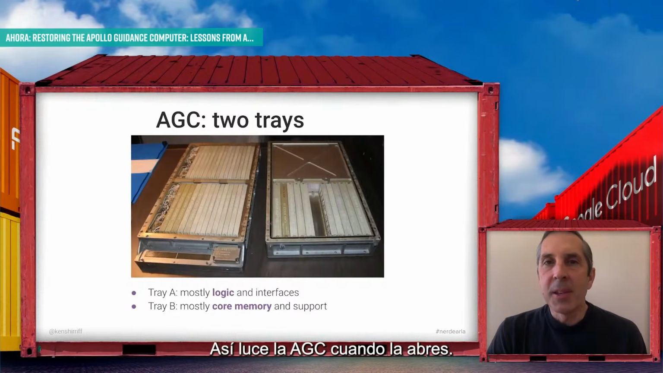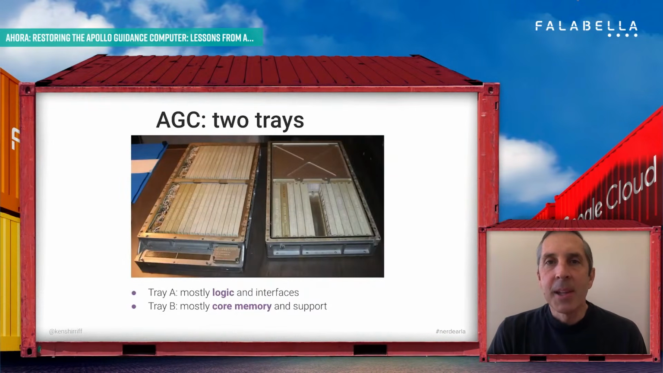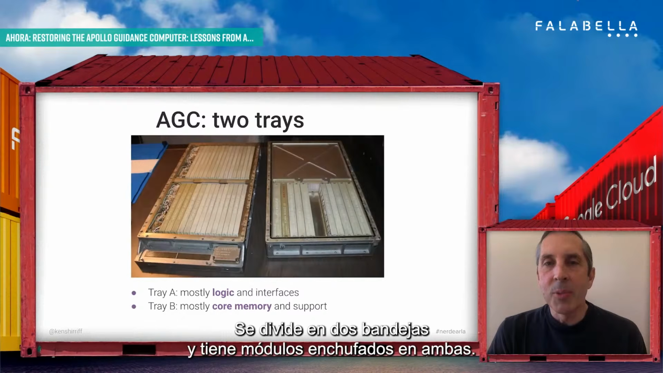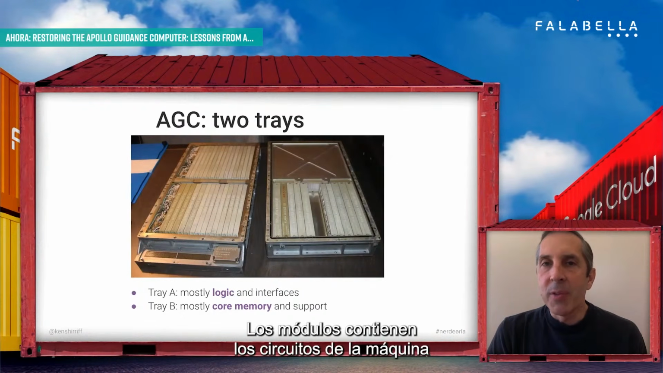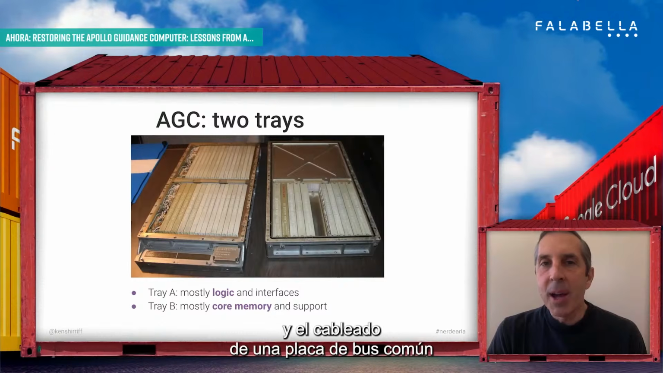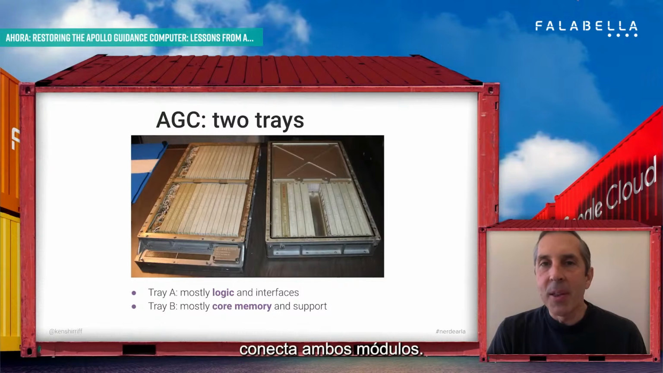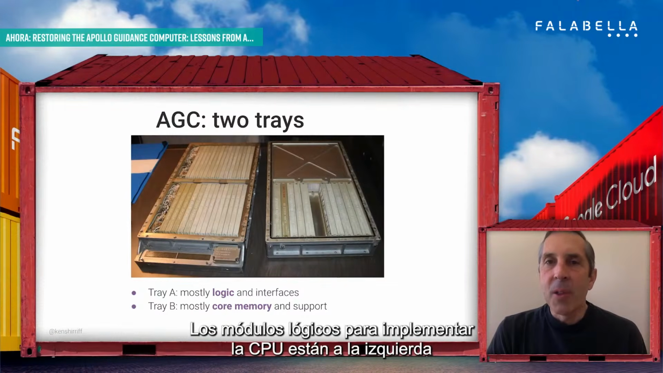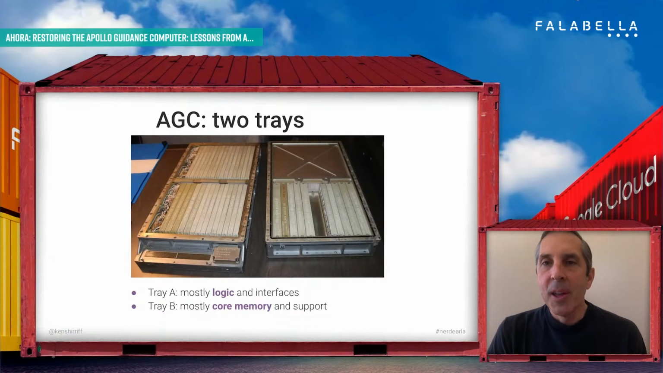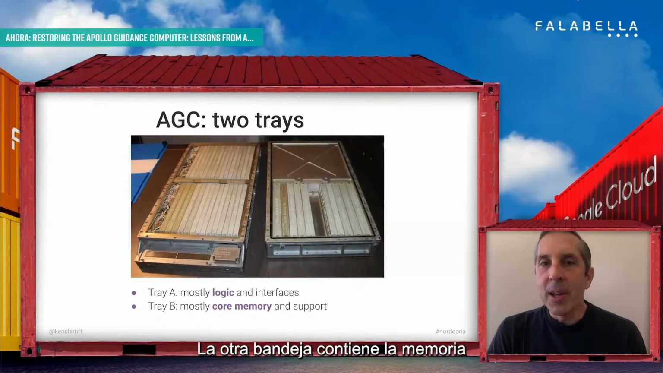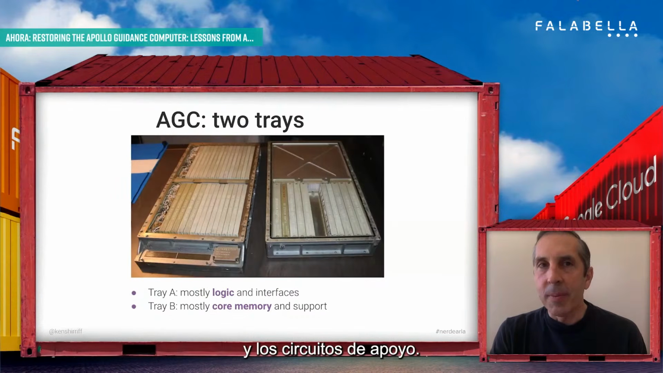Now, here's what the AGC looks like when we opened it up. It splits into two trays with modules plugged into each half. These modules held the circuitry for the computer, and underneath, backplane wiring connected the modules together. On the left are the logic modules that implemented the CPU, as well as input-output. The tray on the right holds the memory and the circuitry to support the memory.